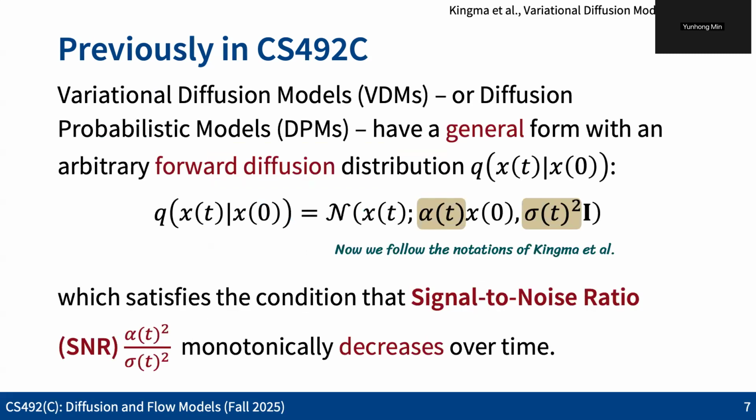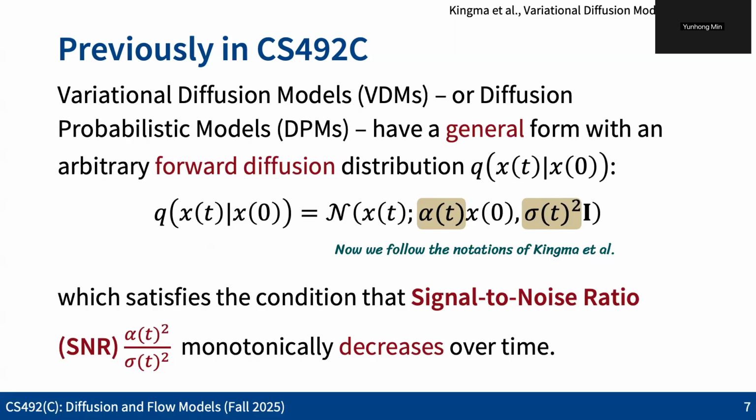We discussed some specific versions of diffusion models last time, DDPM and these SDE cases. Those are special cases of this general form of the diffusion models. This general form is typically called the variational diffusion models, or the diffusion probabilistic models.